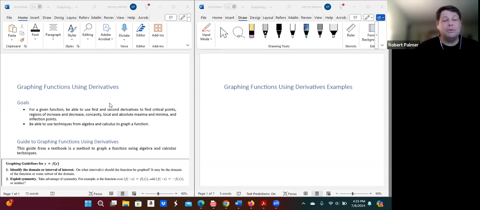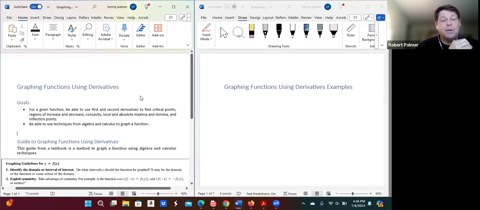So our goal is to be able to use the first and second derivatives to find things such as critical points, places where the function is increasing, decreasing, what kind of concavity you have, where it changes, local and absolute maximum and minimum values, and also inflection points. And then also use those things from calculus and some other techniques you learned from algebra to be able to graph a function.